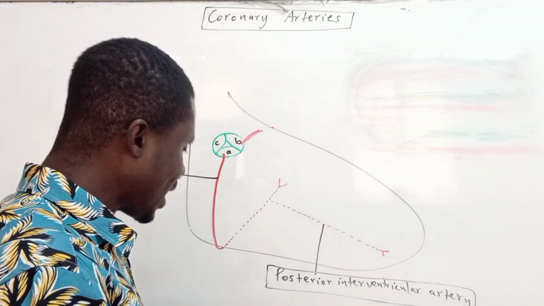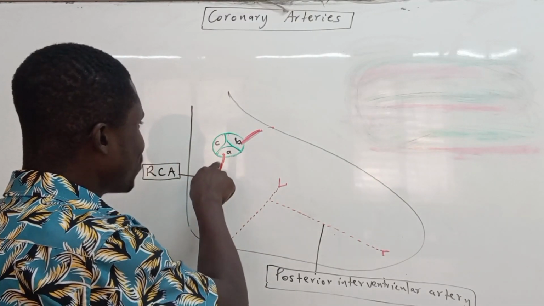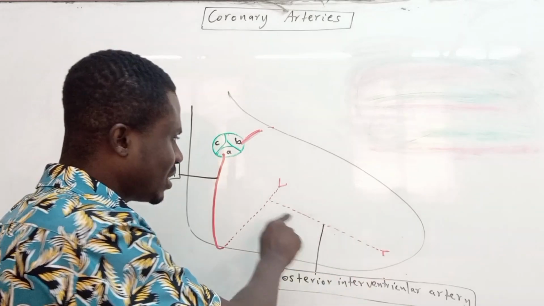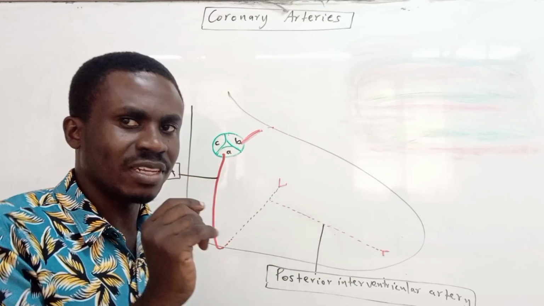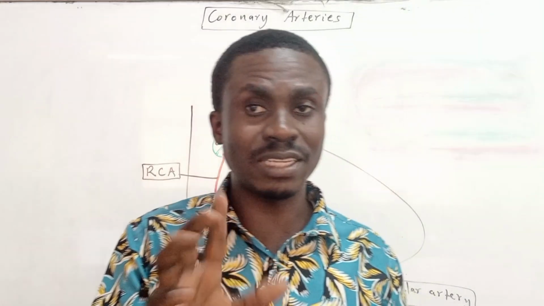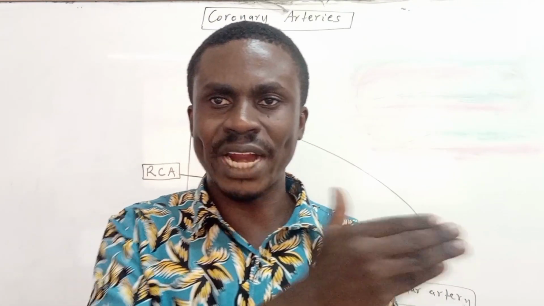Now, one more thing that happens is that over here, this right coronary artery, I've mentioned some branch at the posterior interventricular sulcus over here. But the important thing, the first branch, I want you to know about this one. For instance, it's very examinable, it can be asked: what is the first branch of the right coronary artery?